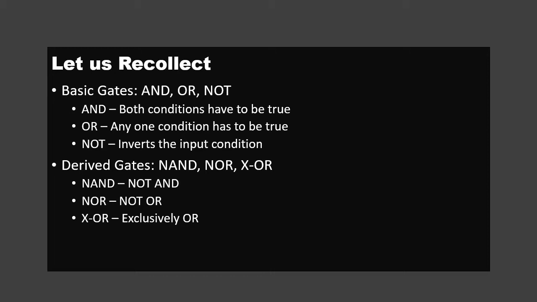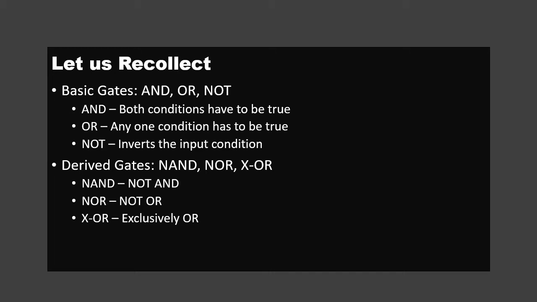There are three basic gates: AND, OR, NOT. The AND gate will have an output condition if both the inputs are true. By true, we are referring to the 1, and by false, we are referring to the 0. So if there is an input, we'd say that the input is true, and the true condition is marked by a 1 in the trace table.